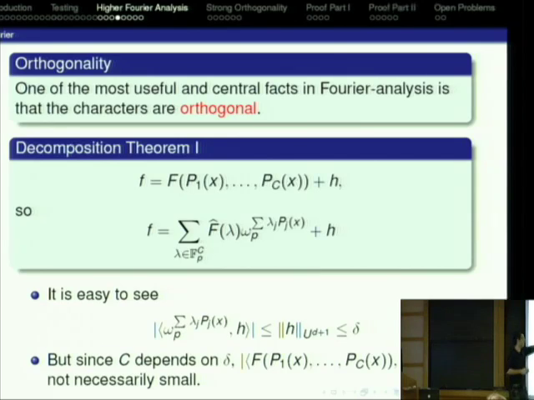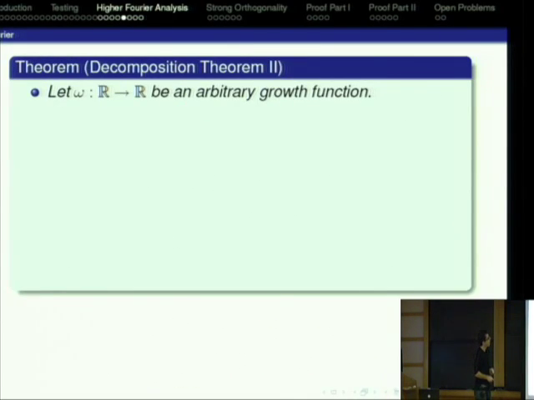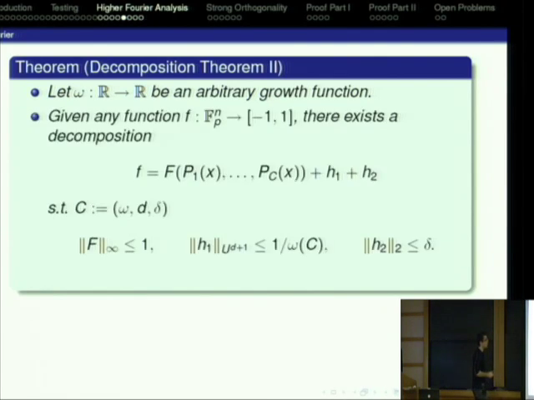But suppose that you have two functions and you decompose each and you are studying the correlation and you want to move just to a structured part. Now, fortunately there is, again, a well-known trick that can remedy this. So that gives us our second decomposition theorem. It says that take any arbitrary growth function omega and take any given function, again, f from F_p^n to [-1, 1], so it's bounded. Then you can decompose it into three parts, the structured part and these two error parts, h1 and h2. Now again, c depends on everything, so omega, d, and delta.